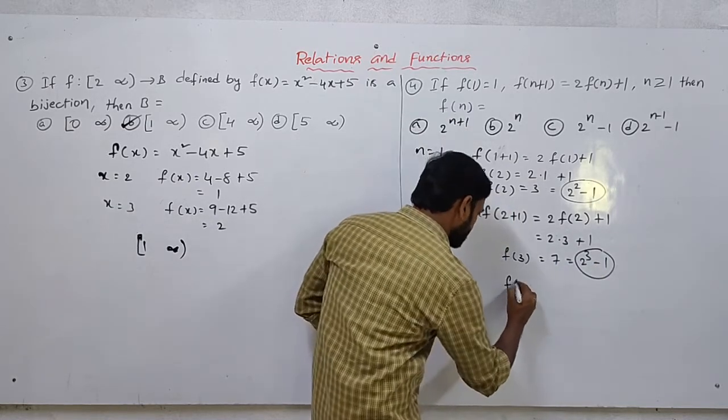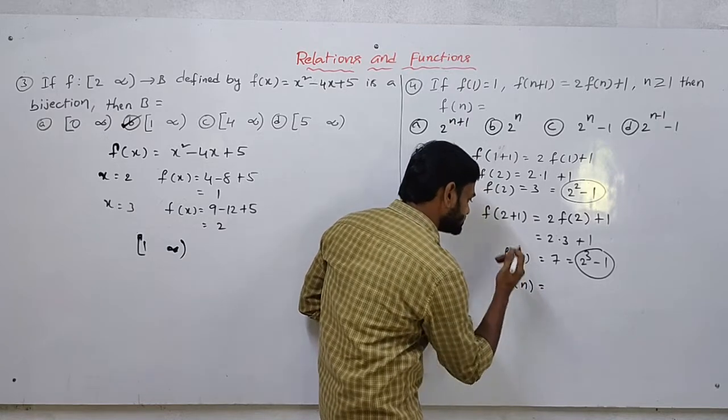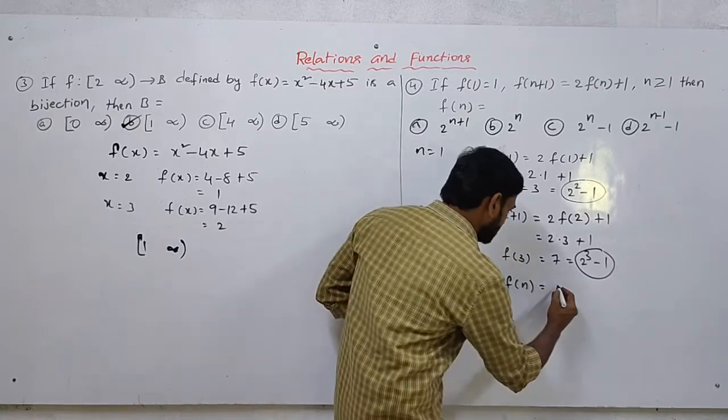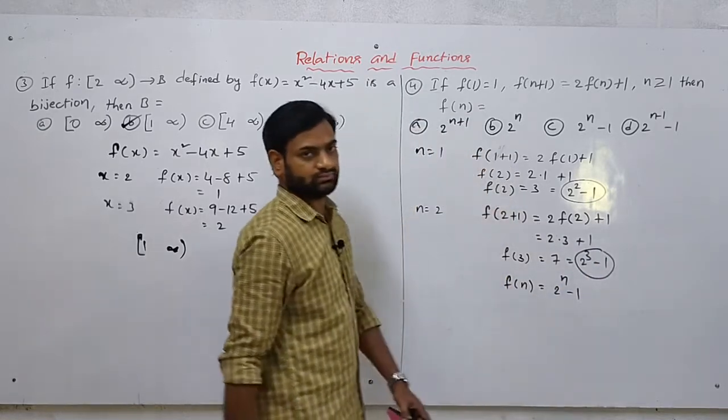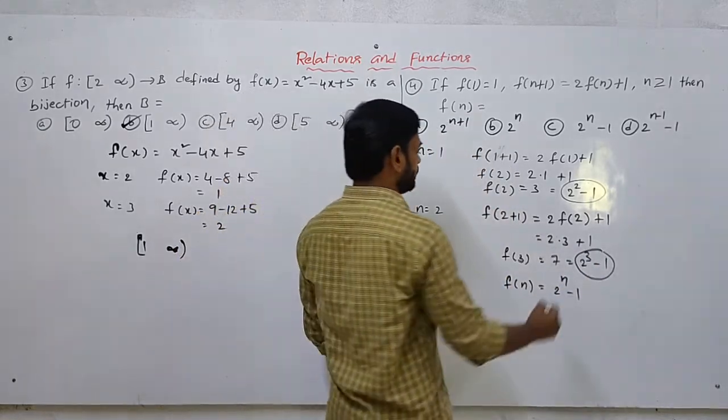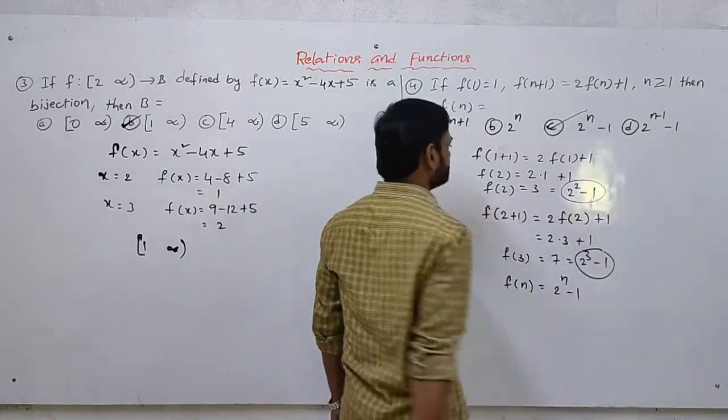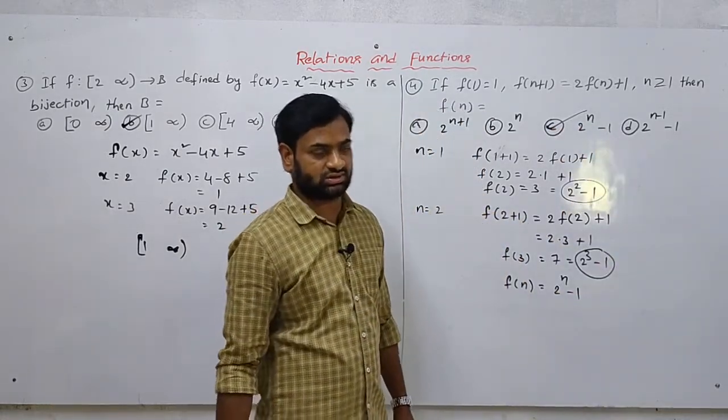In the same way, f of n, in place of 3 just substitute n. f of n equals 2 power, in place of 3 is n, 2 power n minus 1. So what is f of n? 2 power n minus 1. That is the answer.